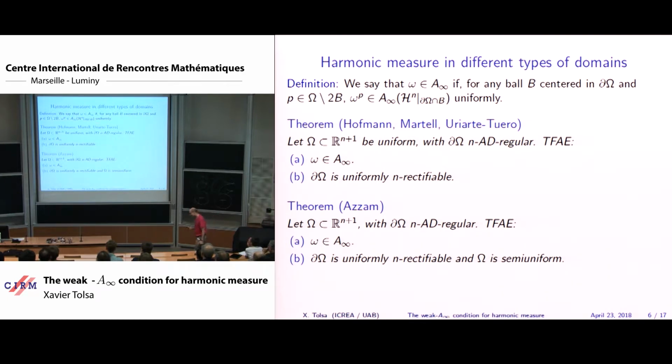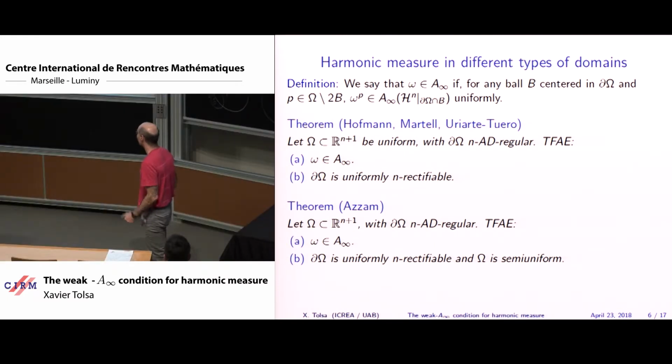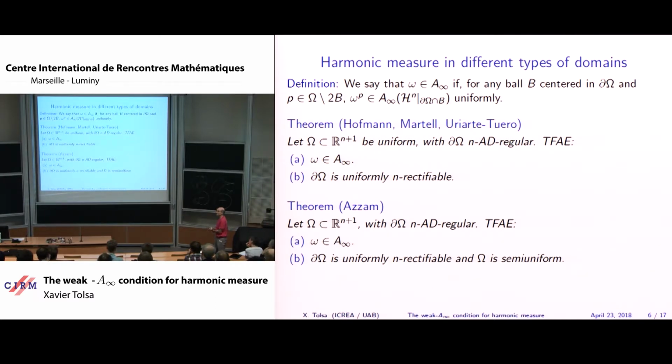In the two previous results, we assumed some nice topology of the domains, right? We assumed the domains to be either NTA or uniform. Now, in this theorem of Jonas Azzam, we don't assume anything about the topology. We only assume that the boundary is n-regular, and then the result says that the A infinity condition is in fact equivalent to the fact that the boundary is uniformly n-rectifiable, and to the fact that omega is semi-uniform. So this is even more interesting, I think, than the previous result, because of course, from the A infinity condition, it deduces a connectivity result of the domain.